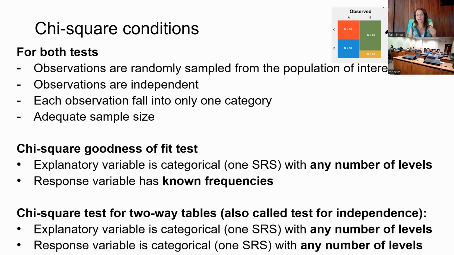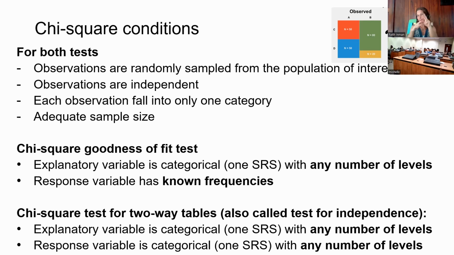And then there's the chi-squared test for two-way tables. That's when you have 2 different variables. It's also sometimes called the test for independence or the test for association. And this is when your explanatory variable is also categorical, and it can have any number of levels. And your response variable is categorical. It can have any number of levels. And for your homework, you're going to do this test looking at males versus females in the class in this semester versus last semester.